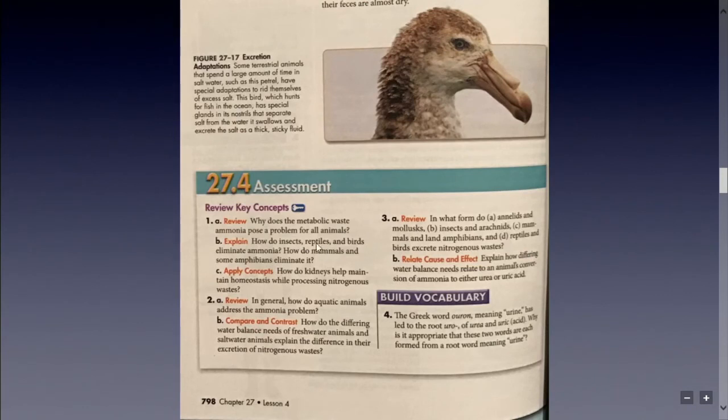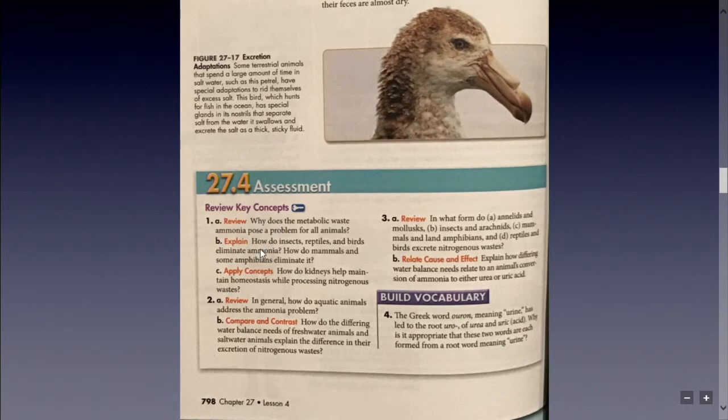if we look at the key questions, why does the metabolic waste ammonia pose a problem for all animals? Well, it's toxic. I think that is the only way to answer that question at this level. It's a toxic gas, and you got to get rid of it. It poses a problem because you're constantly breaking down proteins and other compounds and making ammonia, so you got to get rid of it. But it's toxic is the main reason.